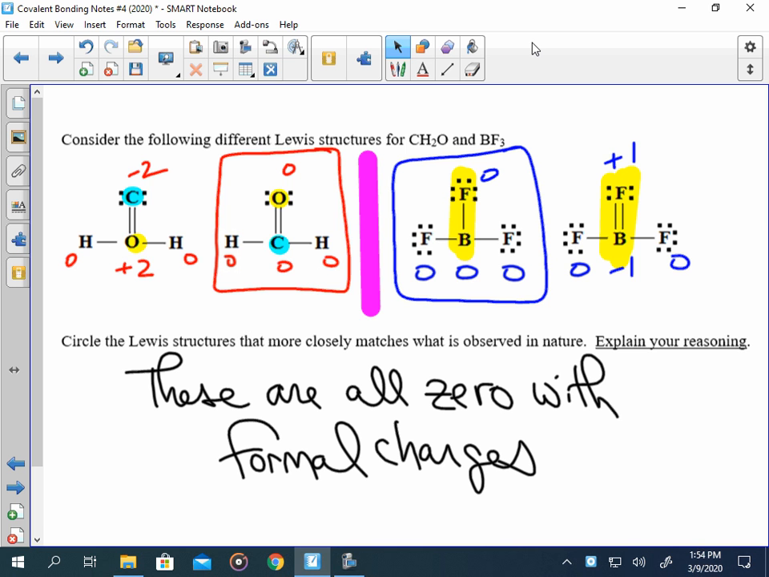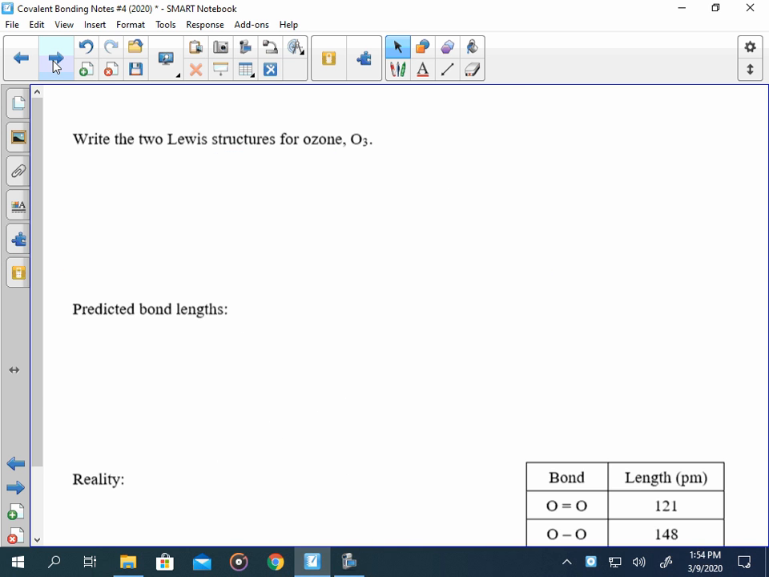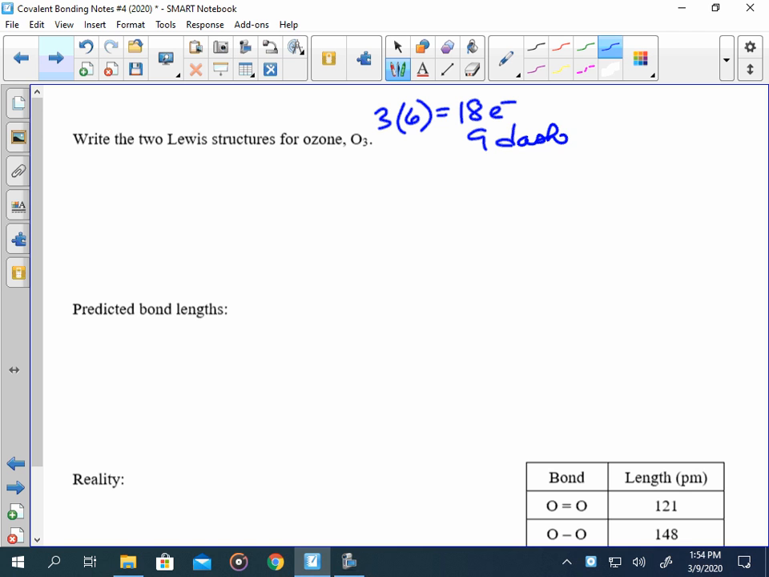What I want to do is continue on with the notes and crank these out, okay? Because this is a little bit surprising here. Not beyond us, just kind of surprising. 3 times 6 would be 18 electrons, or 9 dashes. And watch how I do this, okay? Because this is going to be a little bit strange. 9 dashes, link them together, 2, 3, 4, 5, 6, 7, 8, and dump 1 on the central atom.